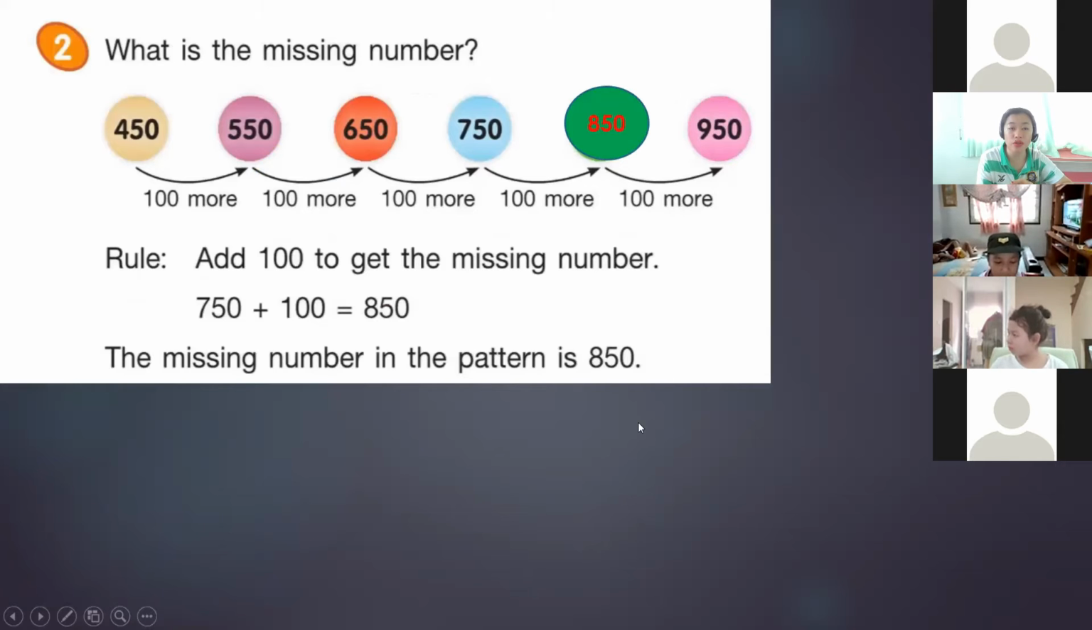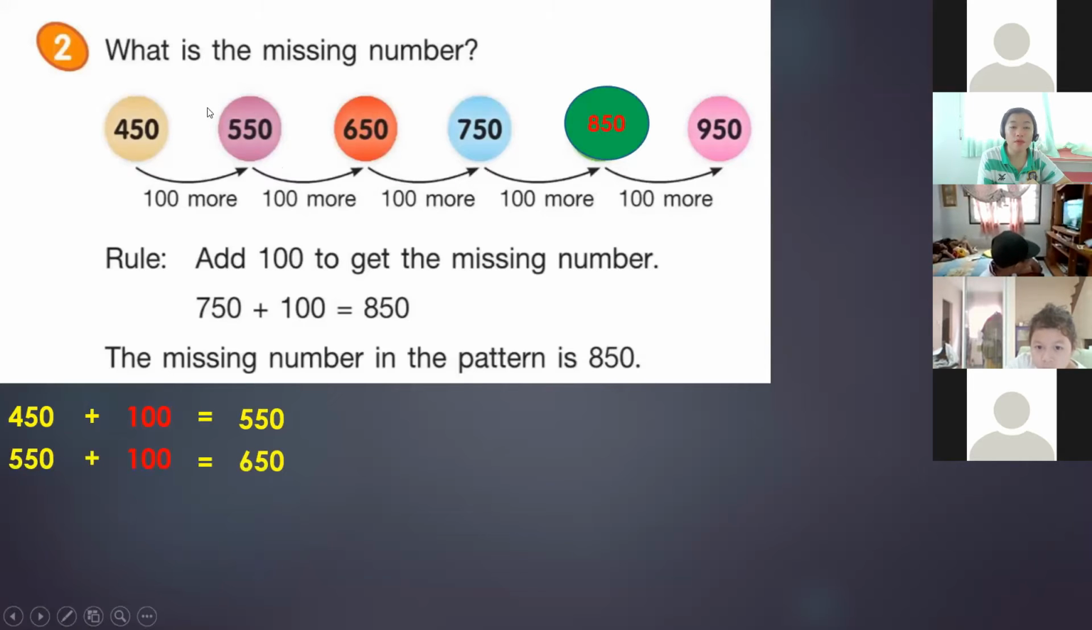We have number 2. What is the missing number? We have here 450 plus 100 is equal to 550. Then the next pattern, 550 plus 100 is equal to 650. 650 plus 100 is equal to 750.